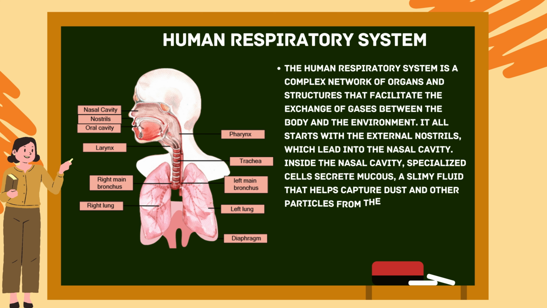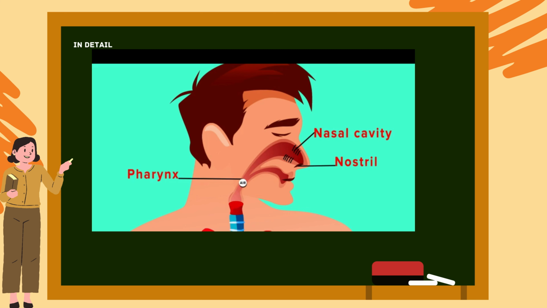The nasal cavity opens into a much wider cavity called the pharynx. The pharynx is a common passage for air and food. It is easily visible when you open your mouth wide, next to the tongue.